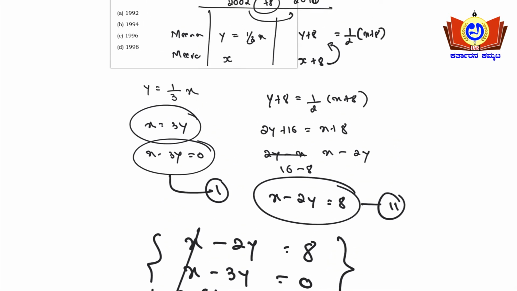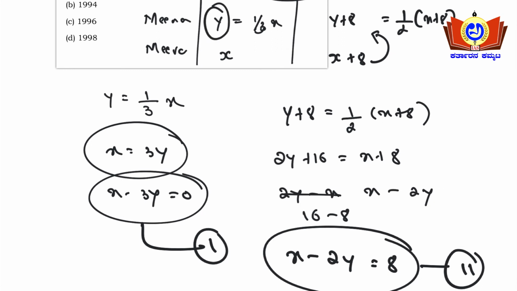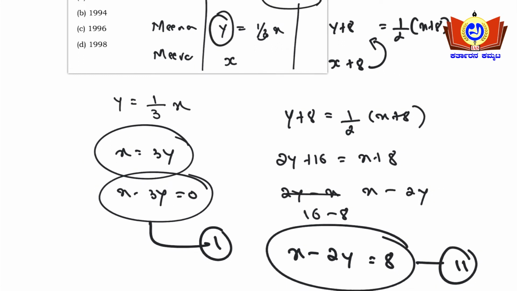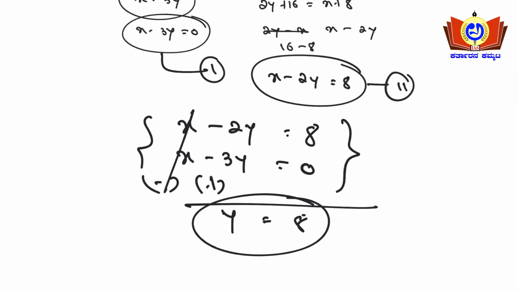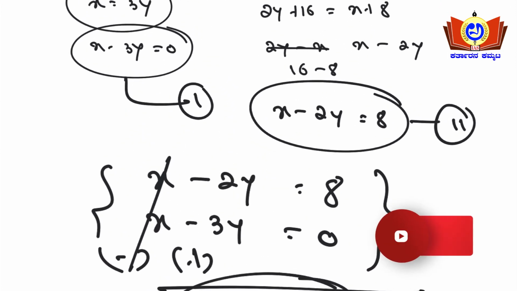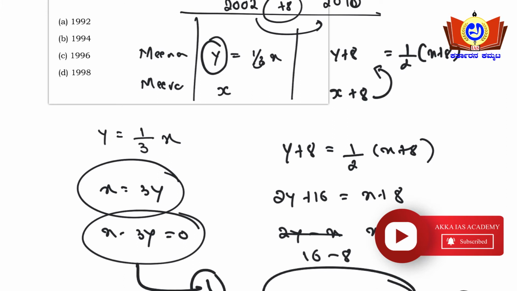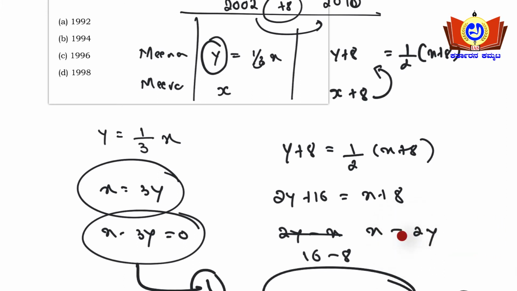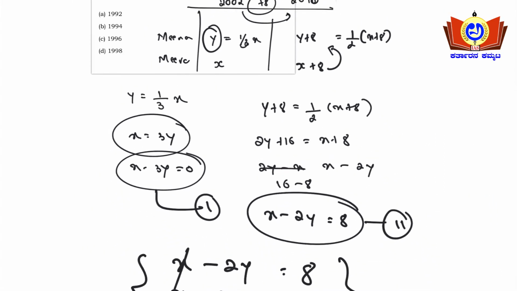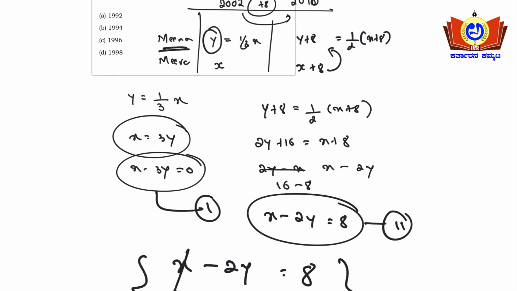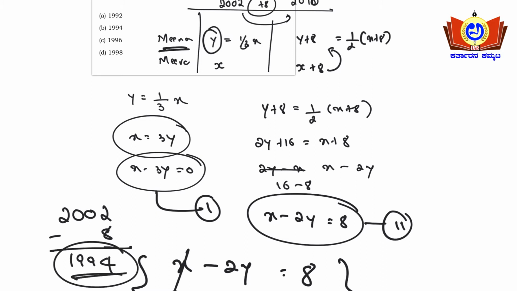So what is y here actually? Meena's age is y, so that will be 8 years. What does the question ask us? What is Meena's year of birth? Meena will be 8 years in 2002. So year of birth means 2002 minus 8. So it will be 1994, my dear friends. So 1994 is option B. So option B is the right answer.